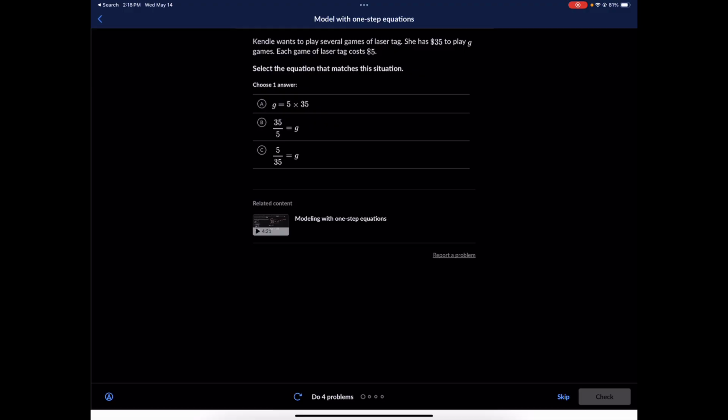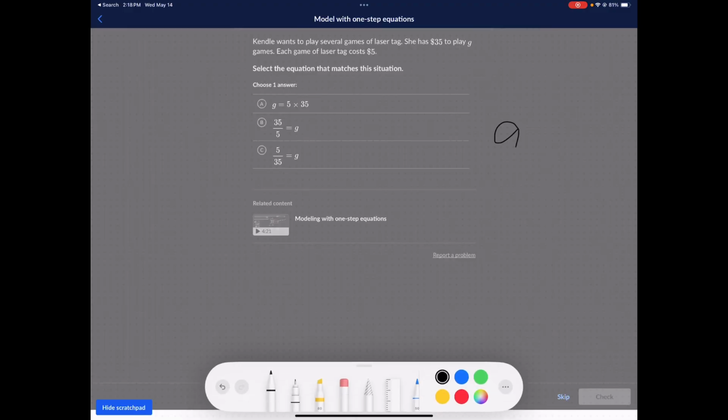So, let's see. G is a game, so G is equal to 1. Each game of laser tag costs $5. So, that means G equals 5. And now we need to find a way where we can find how many games G can play.